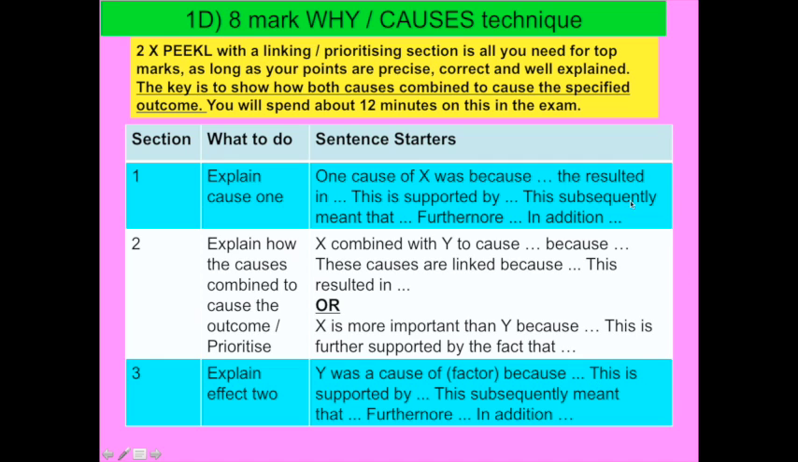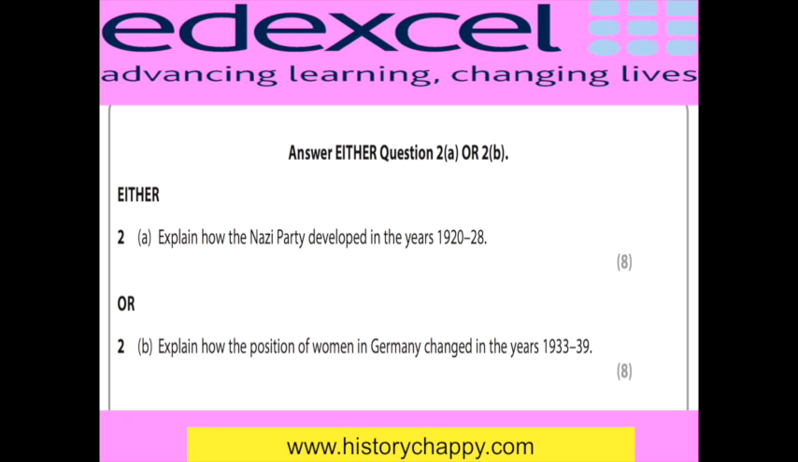Again, the same rules apply, just make sure that your 2 factors are supported by specific contextual knowledge. Dates, names, facts, figures, statistics, whatever, just make sure it's precise and tight so it doesn't look like you're trying to blag. Alright, with 2A and 2B, you get a choice here.